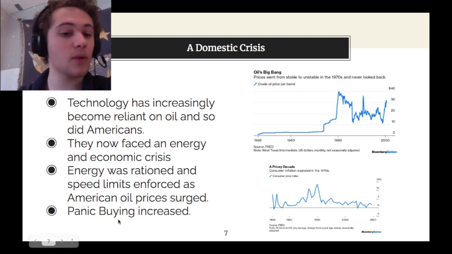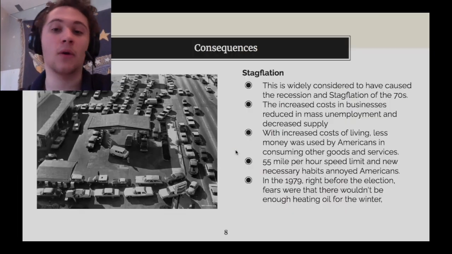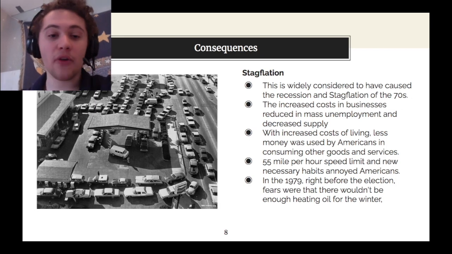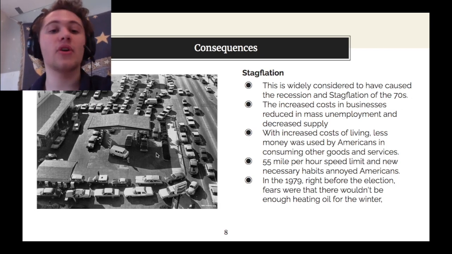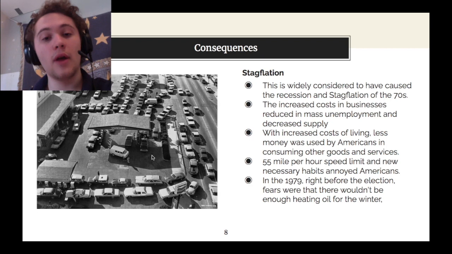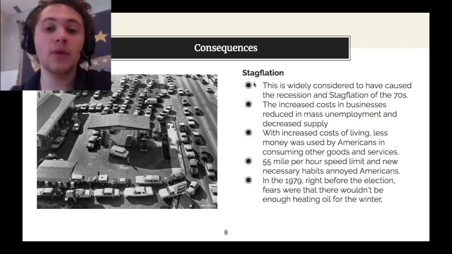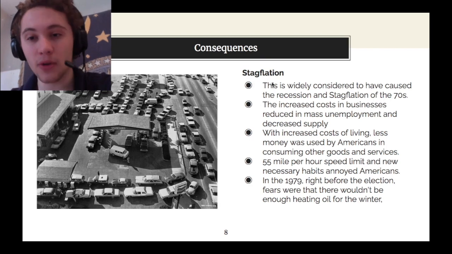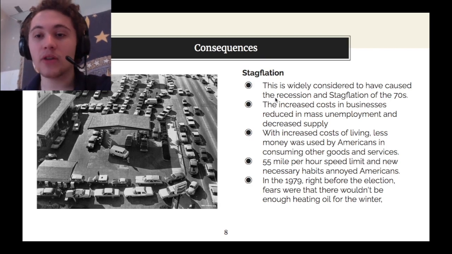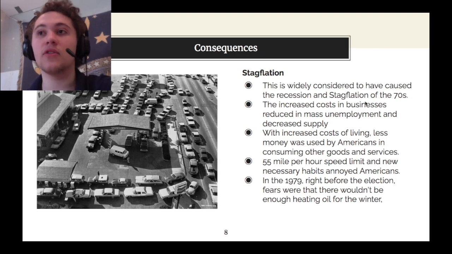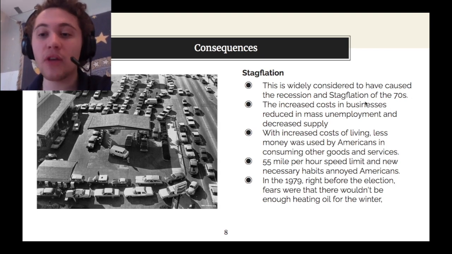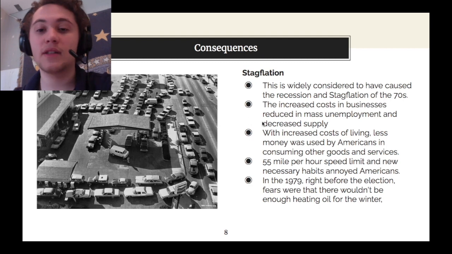And at the end of the day, we also had a lot of panic buying as well. We see here a lot of people had to stay in lines to get rationed amounts of oil, which is probably not going to be enough for their day to day, and that's really one of the main causes of stagflation, which is widely considered to have caused a recession and stagflation in the 1970s, or to have been a significant factor in causing stagflation.